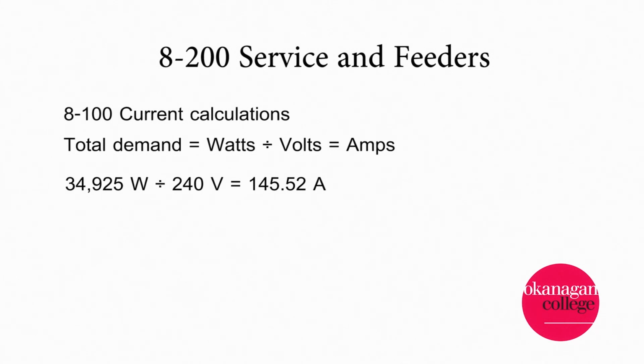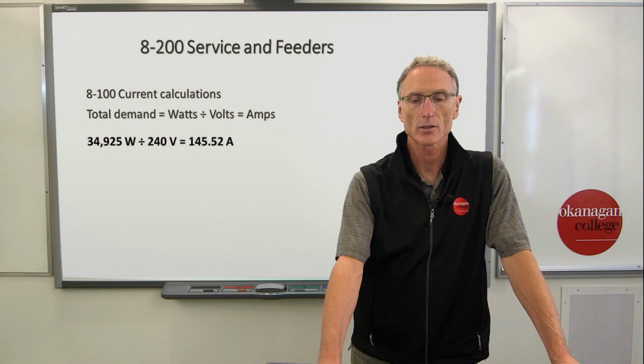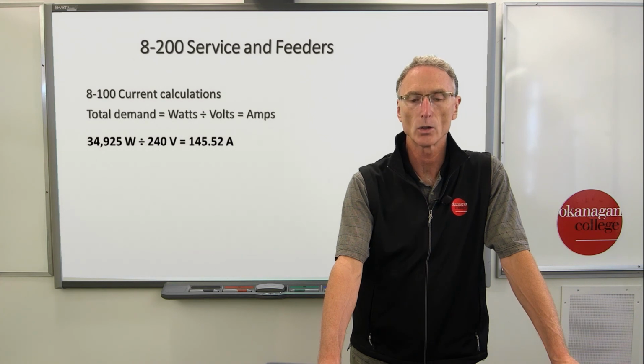So we have 8100 is our current calculation. Our total demand was 34,925 watts. We're going to use 240 for our divisor. We'll divide that into our watt value. And we get a total of 145.52 amps. So that is the size of service we would have. We would base our size on that calculated load.